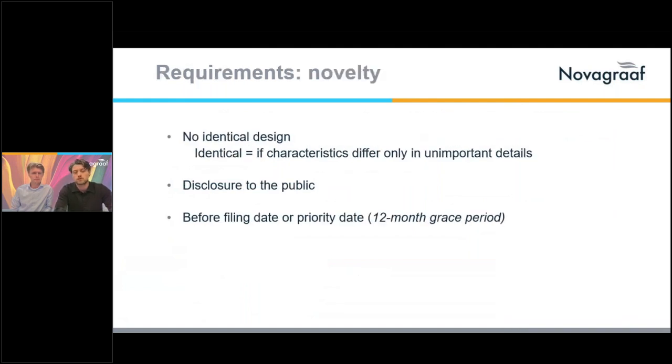Well, the first requirement of novelty means that no identical design may be disclosed to the public before the filing date of your own design or the priority date of your own design. And by an identical design is meant also designs which differ only in unimportant details, and disclosed to the public must also be interpreted very broadly. So it's not only a publication in a magazine or on your website. It's everything that's available to the public.